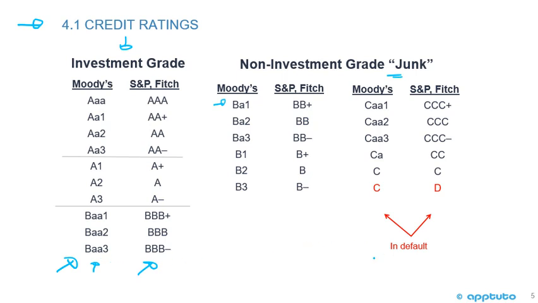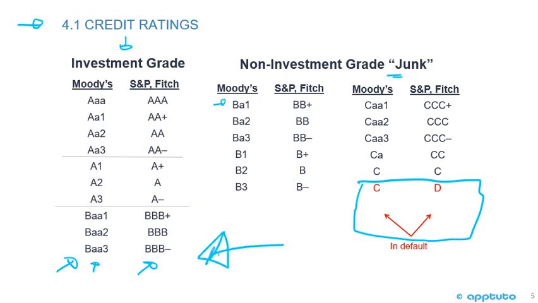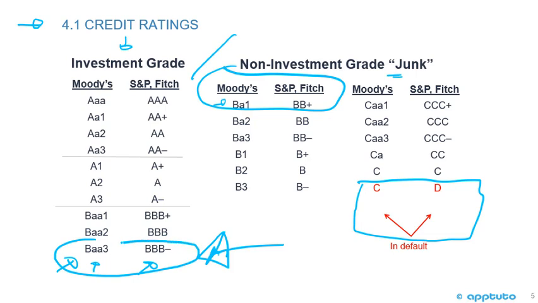And then you can see here, this lowest level is in default, with regards to Moody's, S&P, and Fitch. But in general, the most important thing is understanding the cutoff between investment grade and junk. That's when a bond gets classified as non-investment grade or junk. And this is really important because certain investors, such as pension funds and insurance companies, are only allowed to invest in investment grade credit.